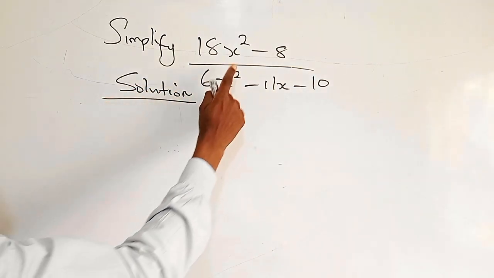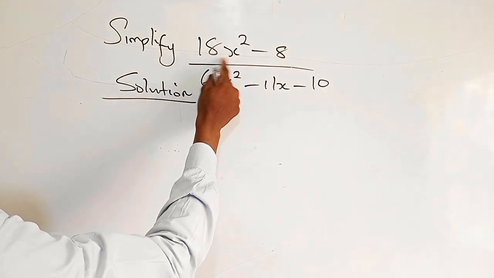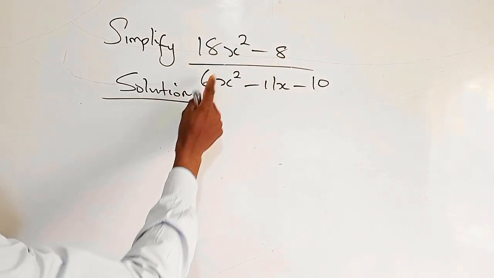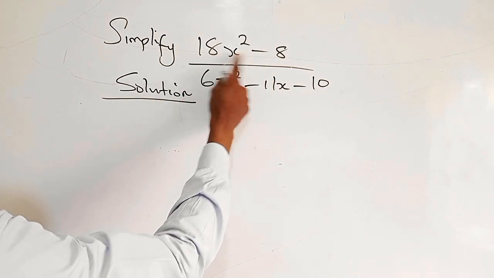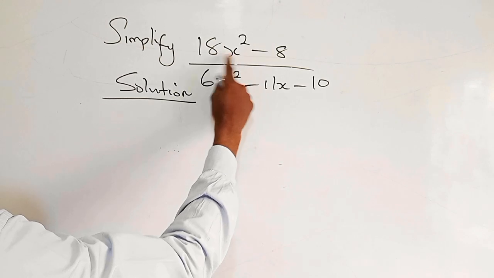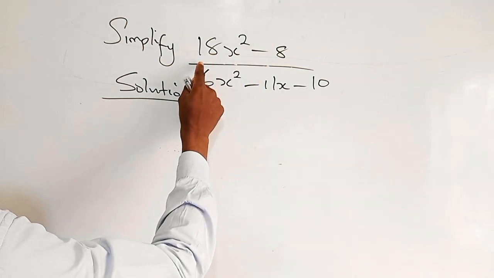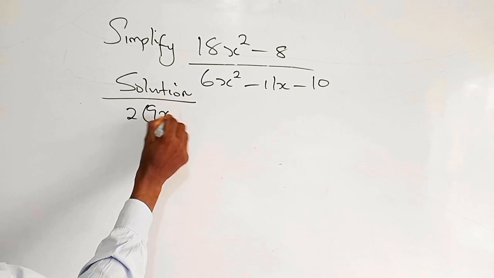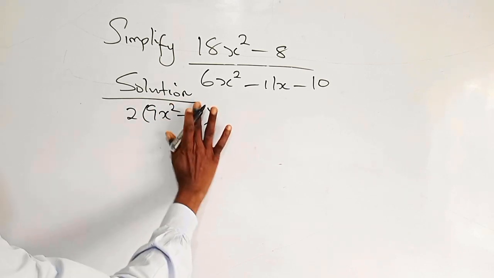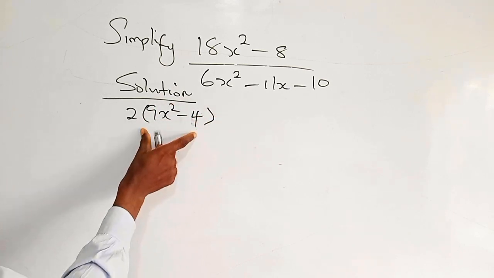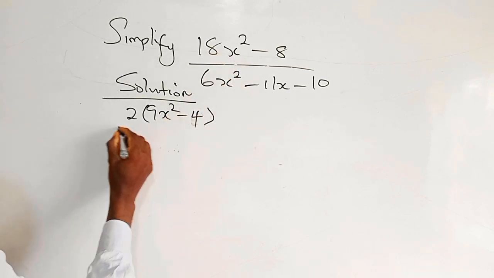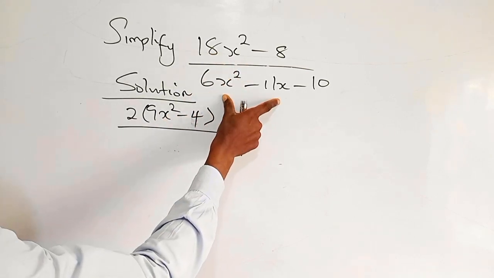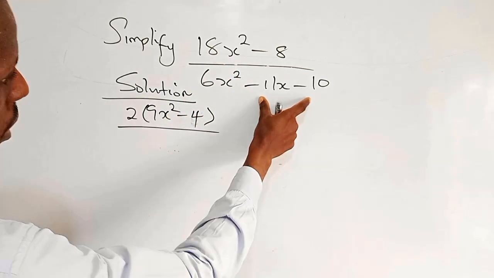So when we look at the numerator, we have 18x squared minus 8. We look for the greatest common factor that we can use to factor this out. That should be 2. So we have 2 into 9x squared minus 4 for the numerator, divided by the denominator. We can factor this out as well.